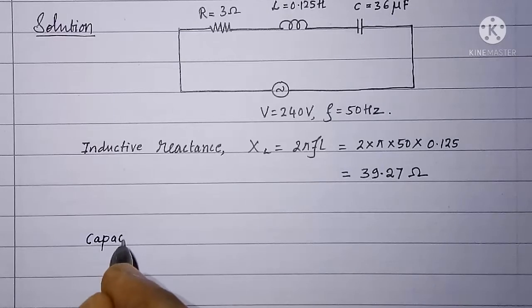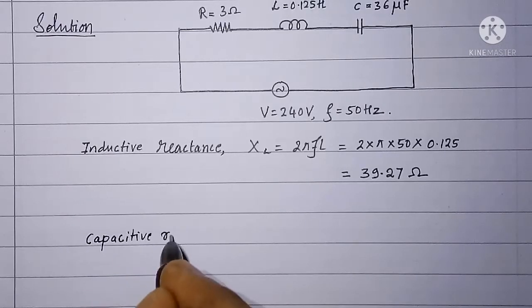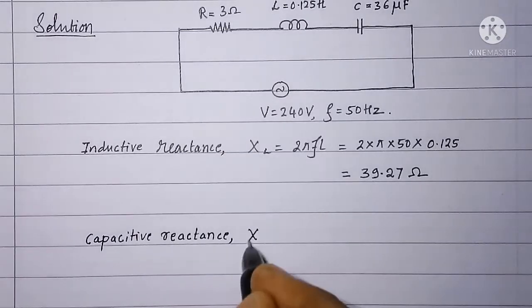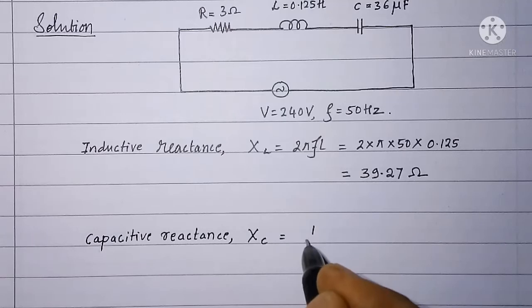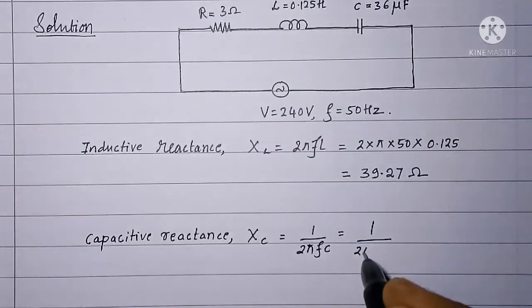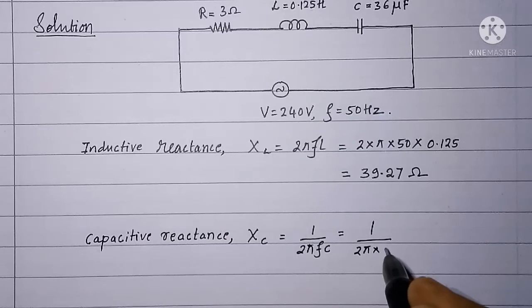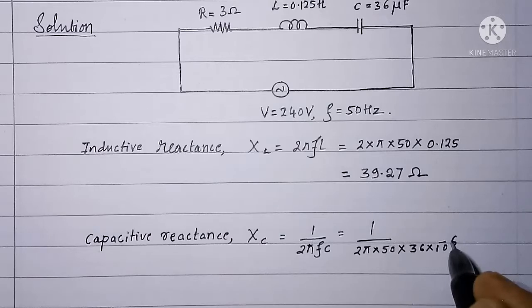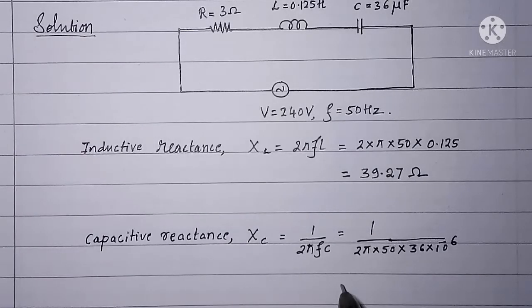Next we will calculate capacitive reactance. XC is equal to 1 by 2 pi FC, that is 1 by 2 pi into 50 into 36 into 10 raised to minus 6. On simplification we get 88.42 ohms.